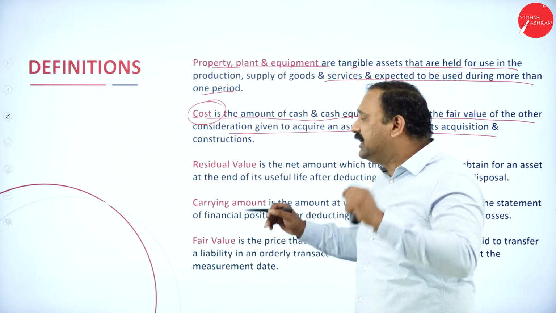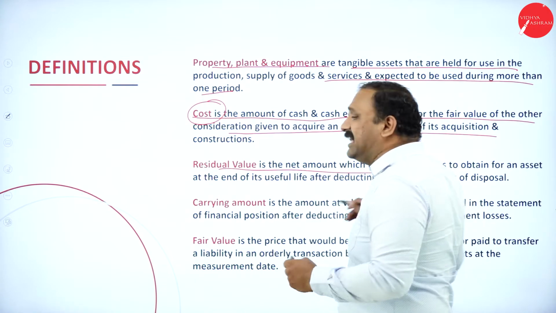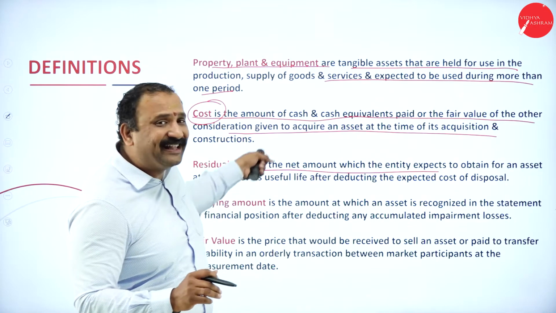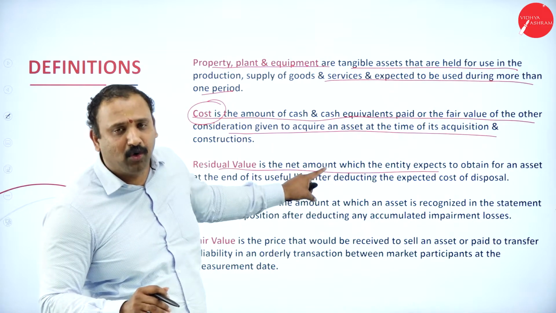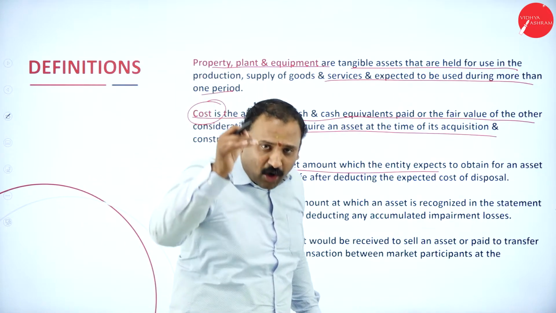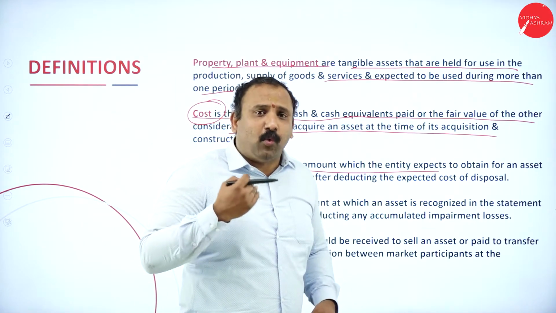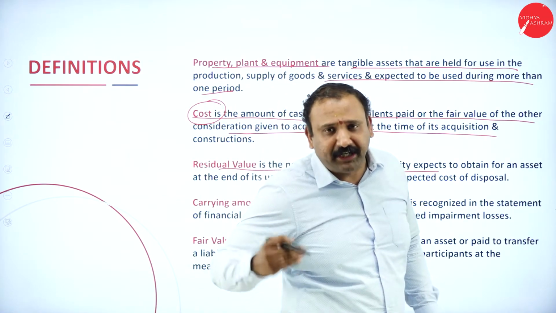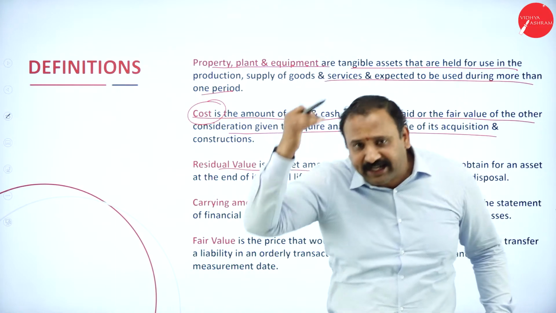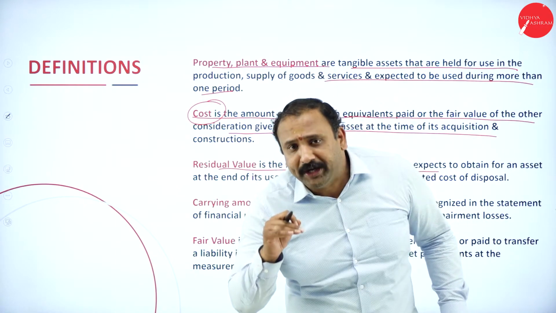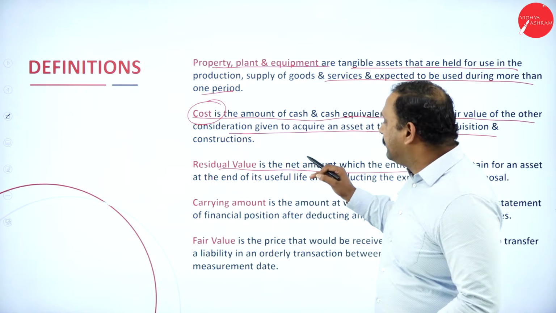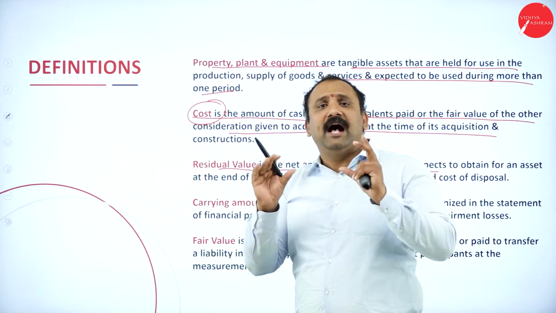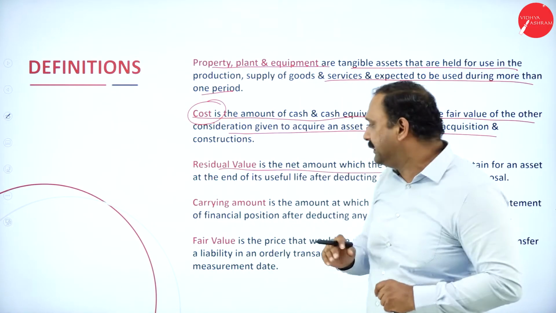Followed by the residual value, which is the net amount which the entity expects to obtain from an asset at the end of its useful life altogether. So at the end of the use of the asset, whatever would be the remaining value, let's say that I have used a plant or machinery for last 5 years or 10 years together. Now what is going to happen here is that we will be using that final value as the actual value of the property.